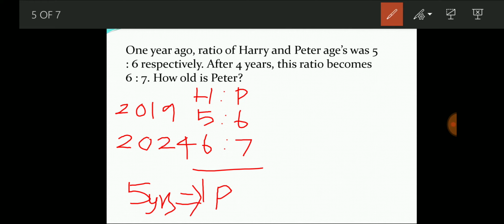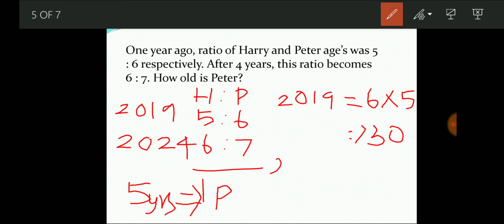So if that is the case, we know how old Peter is, which is the question. We know Peter's age in 2019 is 6 parts. 6 parts becomes 6 into 5, which is nothing but 30 years. This is in 2019. But in 2020, his age should be 30 plus 1. So his age is going to be 31 years. This is for Peter. Age of Peter is 31.